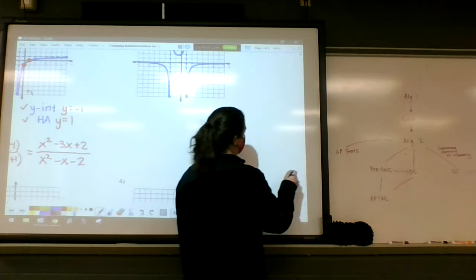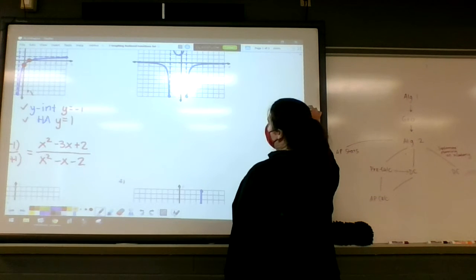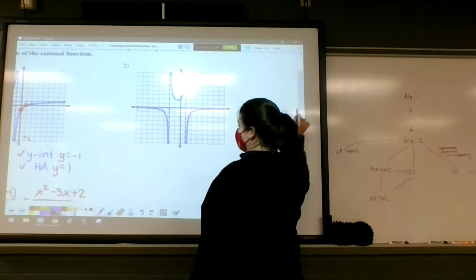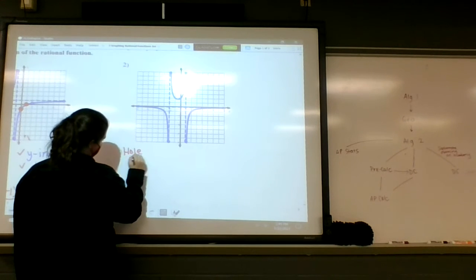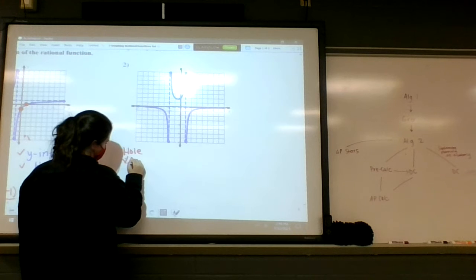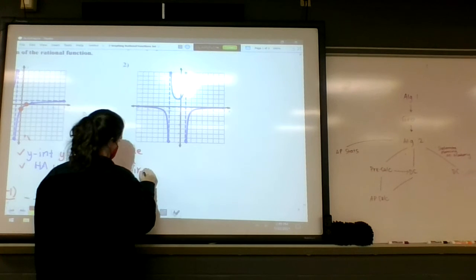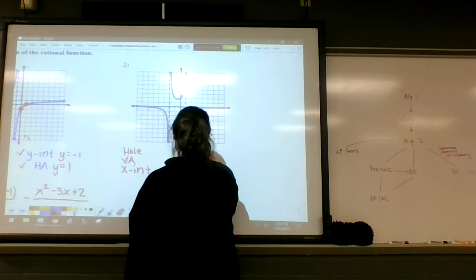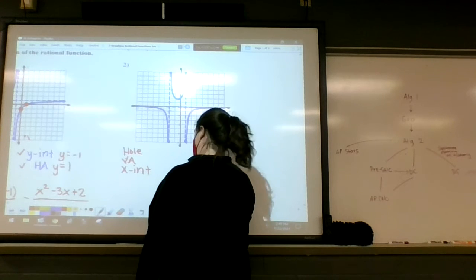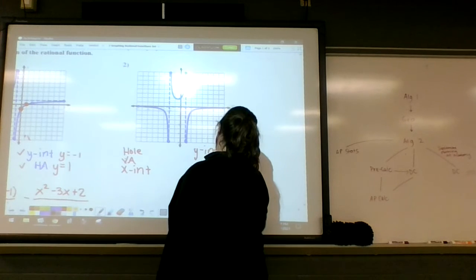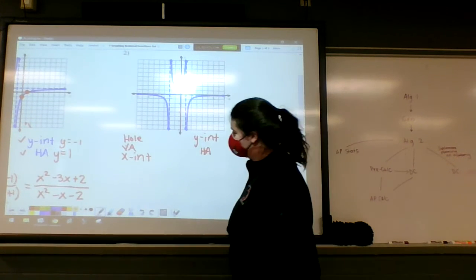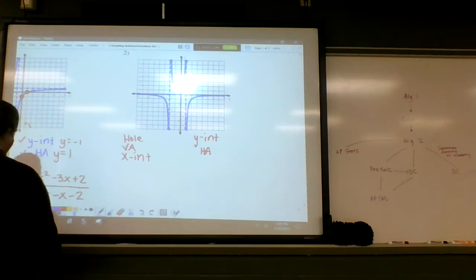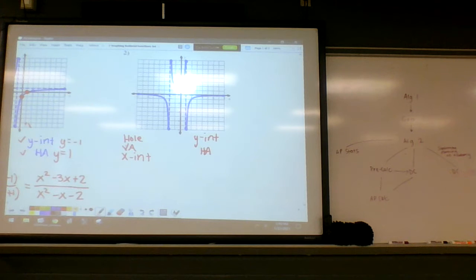Yeah, let's do this next one. Number 2. All right, what do we have? We have holes, x-intercepts, y-intercepts, vertical asymptotes. So we're looking for all 5 things in our graph.